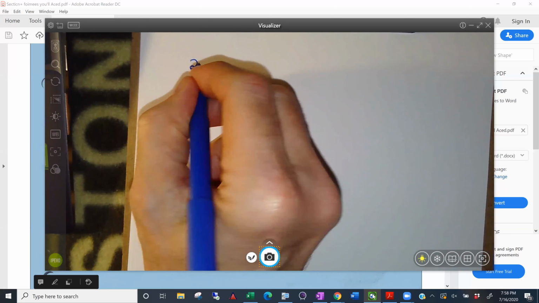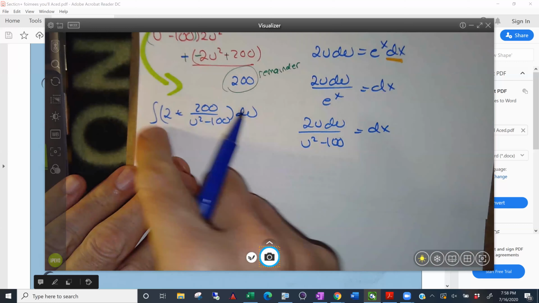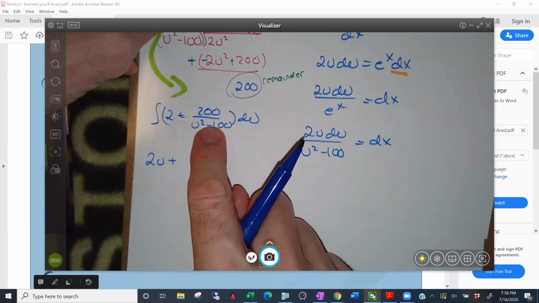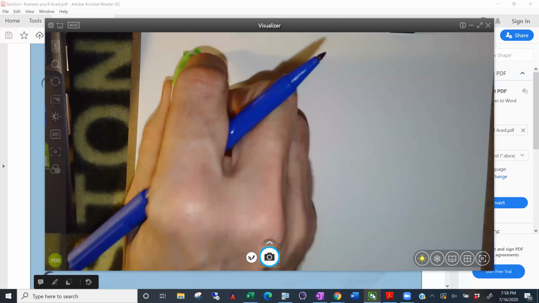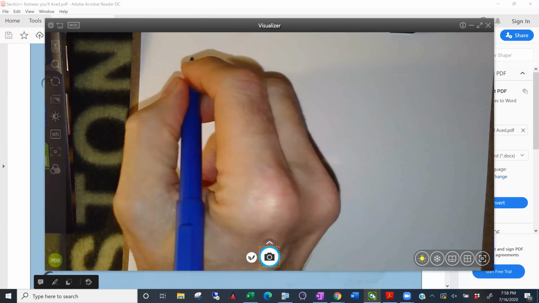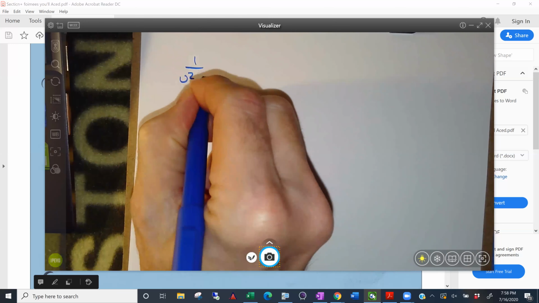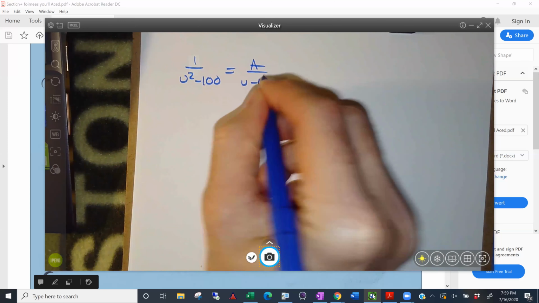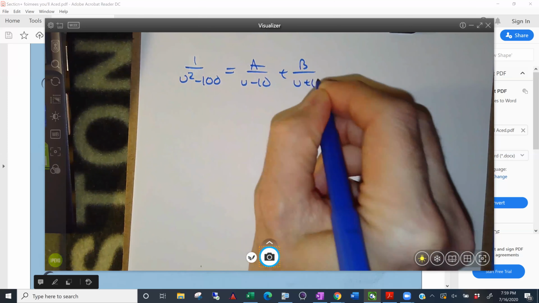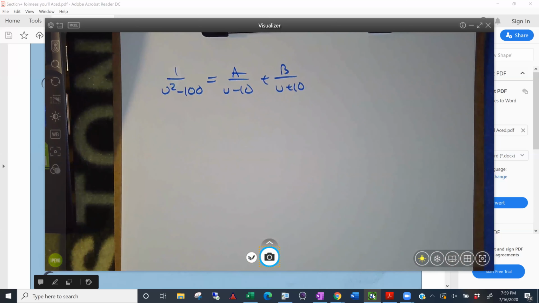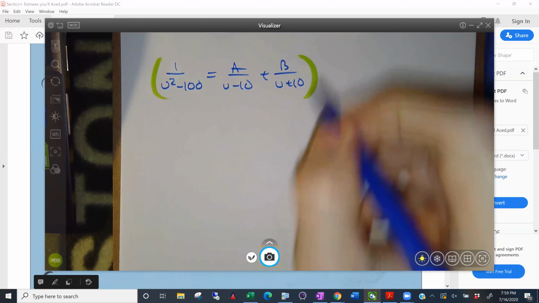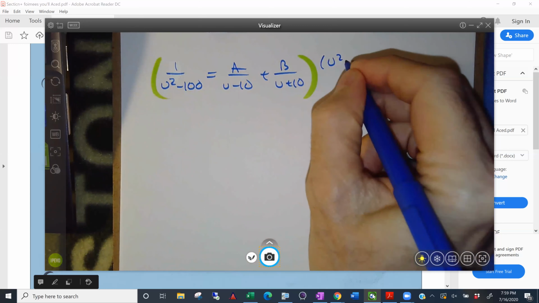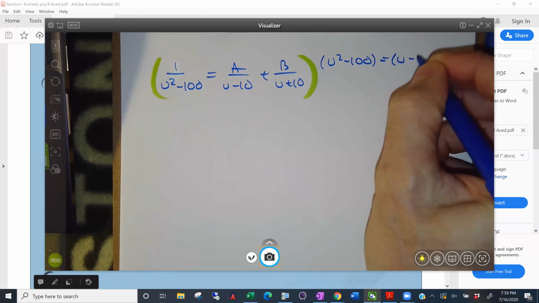So let's see, you know what, we'll take the 2 out. We'll just work with 1 over u squared minus 100. So I'm not going to worry about the 200 in the numerator because that's going to be a constant. So I'm going to take a look at 1 over u squared minus 100 equals A over u minus 10 plus B over u plus 10. Like that. And like before, we'll multiply both sides by the lowest common denominator, u squared minus 100, which is u minus 10 times u plus 10.